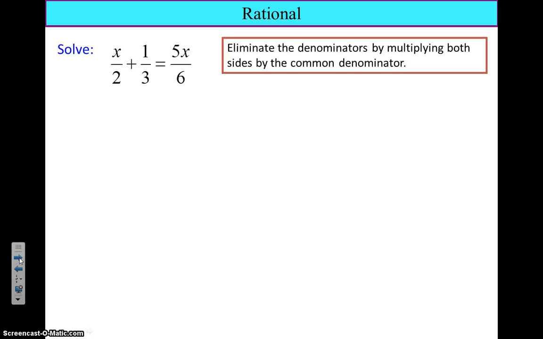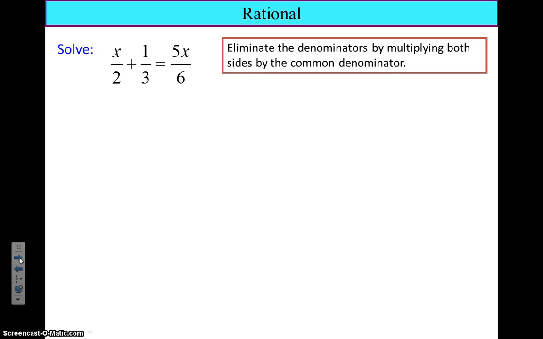So for rational equations, here's an example where we have x divided by 2 plus 1/3 equals 5x divided by 6. What we want to do here is basically turn this into something that is not a rational equation. So we do not want to have fractions in our equation. The way that we can do that is we can eliminate the denominators by multiplying both sides of our equation by a common denominator.